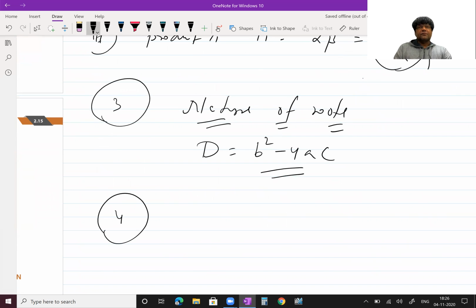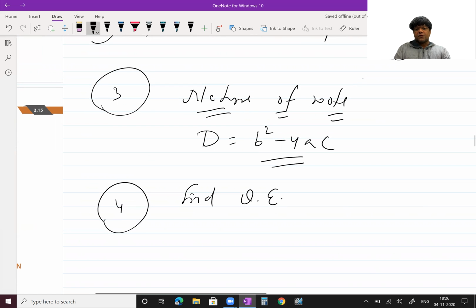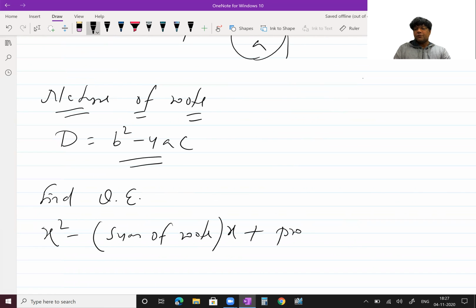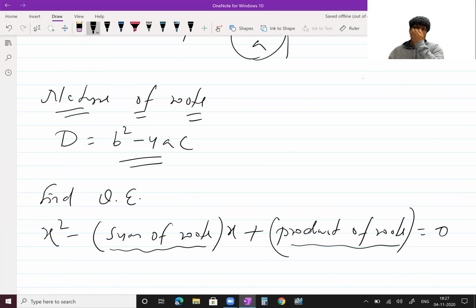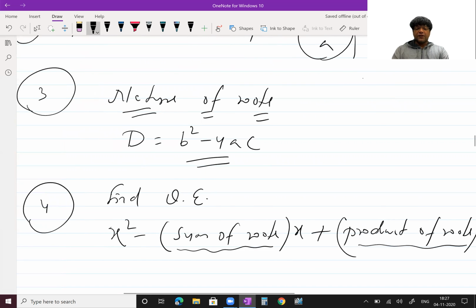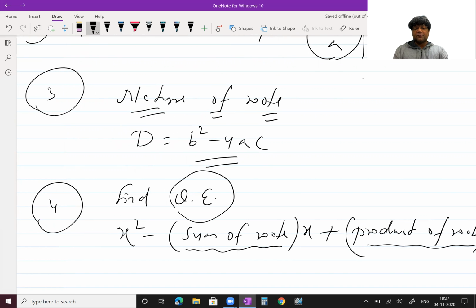Fourth thing, how to find the quadratic equation. Anywhere in a question, if you are asked to find the quadratic equation, which formula will you use? X square minus (sum of roots) into x plus product of roots is equal to 0. That means to find the equation, only two things you need to know: sum of roots and product of roots. That's it. So you will use the fourth one when the question says find the quadratic equation.